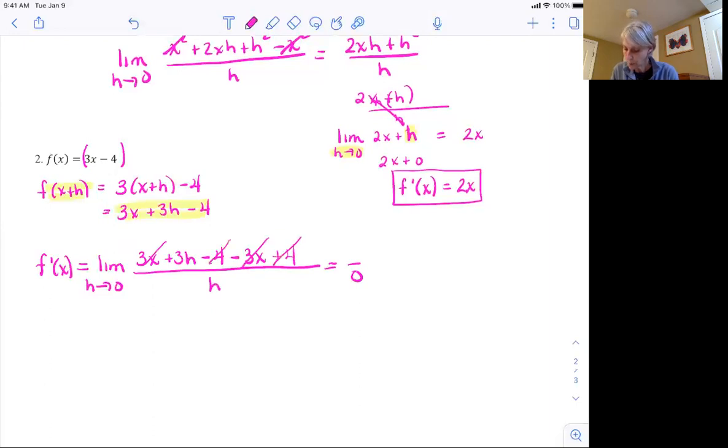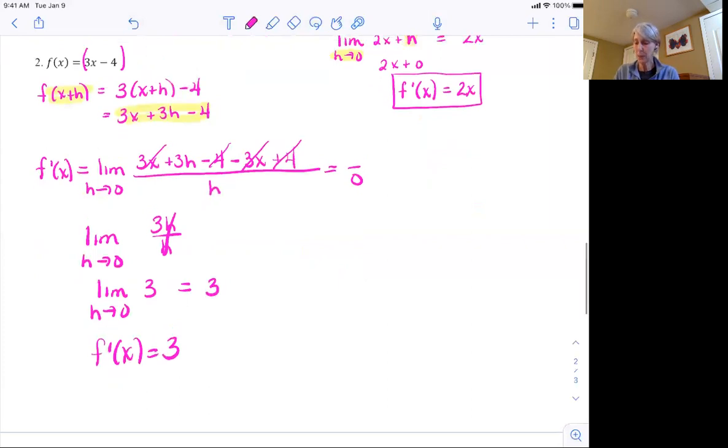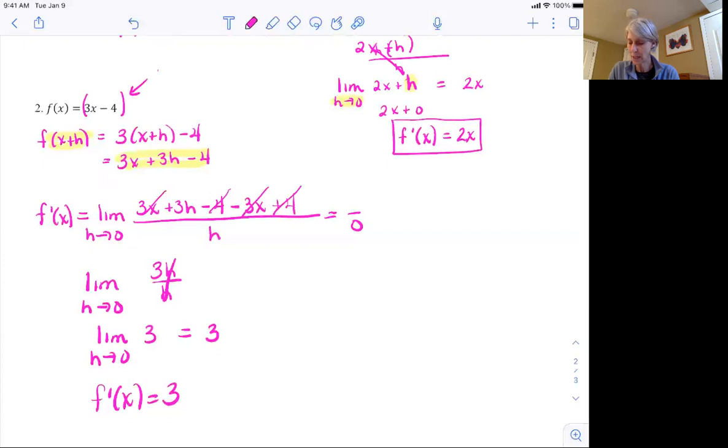-4 plus 4, the limit as h approaches 0 of 3h over h, and my h's are going to cancel as well. So the limit as h approaches 0 of 3, well, I remember the limit of a constant is a constant. So this derivative is just going to be 3, which means f prime of x equals 3. No matter what value you plug in for x, your slope is 3. Again, we talked about this yesterday. This is a line.